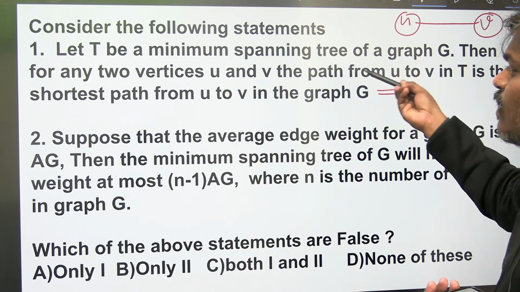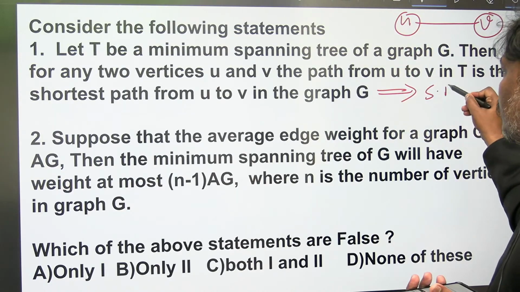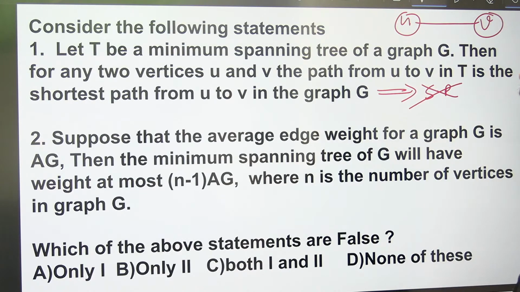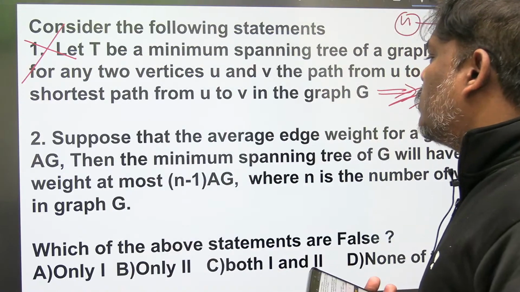No. If anyone says this is true, you are indirectly saying that shortest path algorithms are not required. You are indirectly saying that if a minimum cost spanning tree is there, you will get the shortest path. No. Minimum cost is different, shortest path is different. Minimum cost spanning tree means to cover all the people, what is the minimum cost needed, but the shortest path is different. Otherwise we would study only one algorithm, but we study two algorithms.